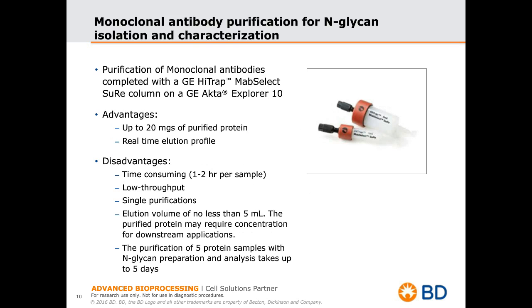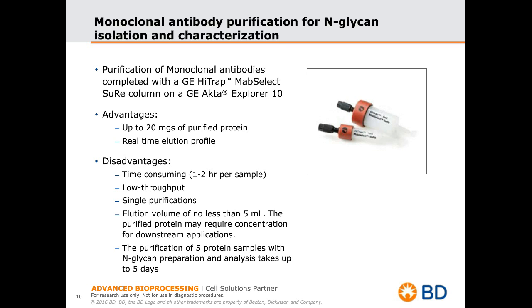I will begin with the protein purification methodology that was previously adopted. This involved the use of GE HiTrap columns on a GE ÄKTA Explorer system. These are standard pre-packed protein A columns that are commonly used with these systems. The advantages of this approach include the purification of large amounts of protein, up to 20 milligrams binding capacity with a 1 ml column. And then there's the ability to view real-time UV elution profiles.